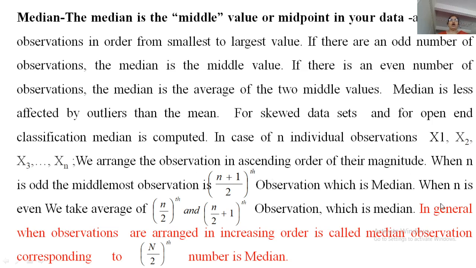Now when n is odd, the middlemost observation is the (n plus 1) by 2 th observation. For example, if n is 9, then 9 plus 1 by 2 is 10 by 2, that is 5. So my 5th observation is the middle one. So in 9 observations, the 5th observation is the middle observation. That means 4 observations are less than the 5th observation and 4 observations are greater than the 5th observation.